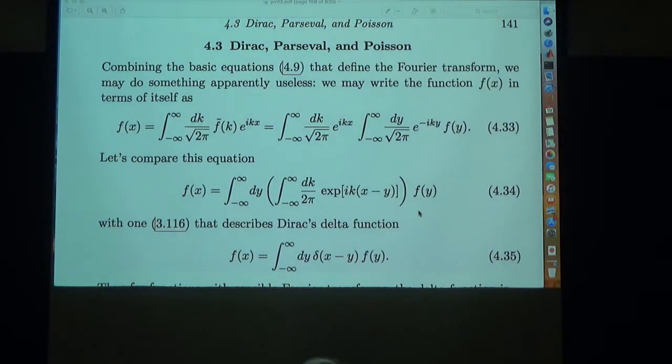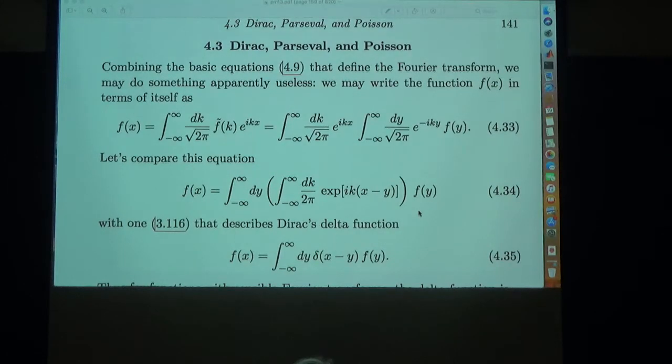The next topic is really important in physics because delta functions are used all the time in electrodynamics and quantum mechanics. In fact, when you go from momentum space to position space and back again, you find yourself continuously using Fourier transforms and delta functions.